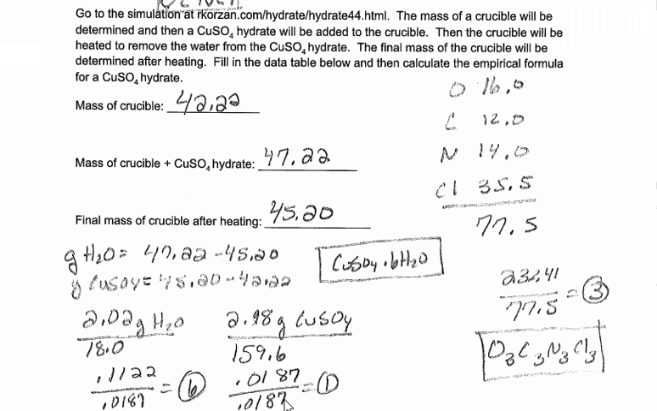We divide the least into all the larger ones. So I'm going to take that 0.0187, divide it by itself and get 1. And I'll take my moles of water and divide it by that and get the whole number 6. Remember, round to a whole number as long as it's close. So that means I have 6 amounts of water for 1 amount of copper sulfate. So then it's copper sulfate dot 6H2O. This means there are 6 waters coordinated to 1 copper sulfate. And that's the empirical formula for it.